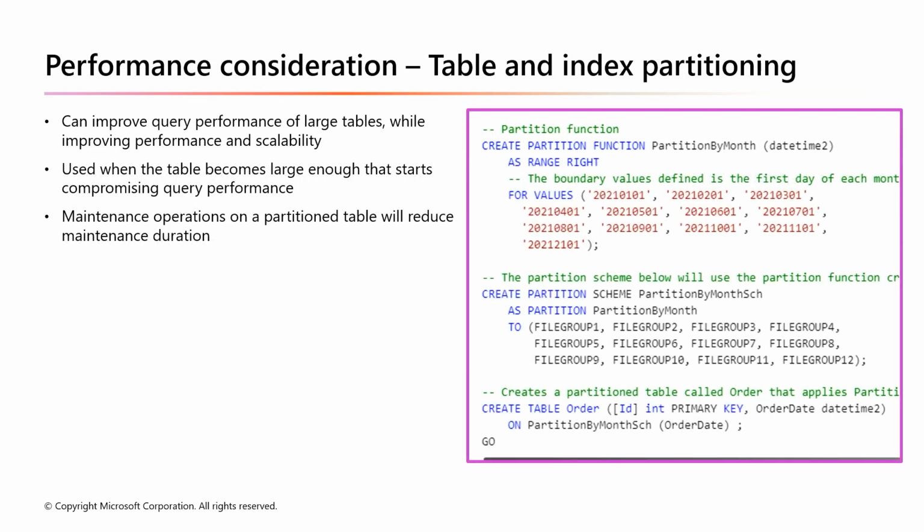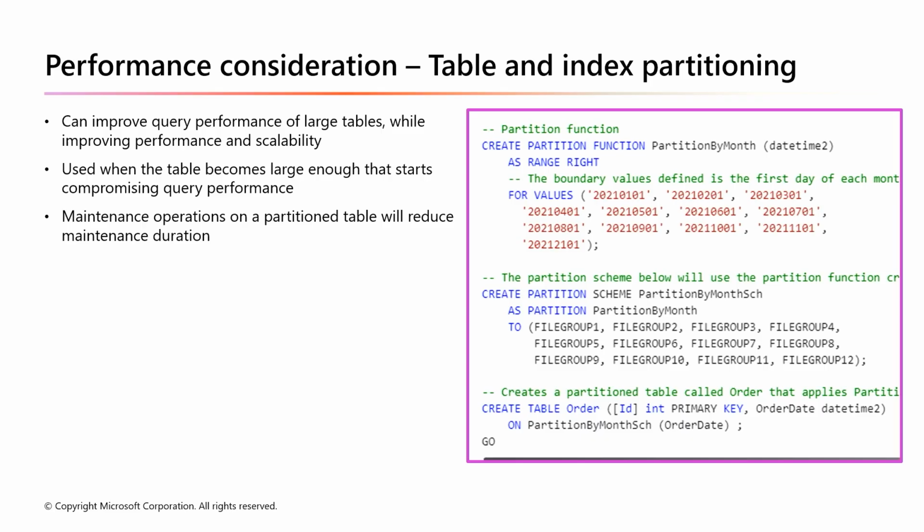Table and index partitioning in SQL Server is a powerful strategy for improving performance and manageability of large data sets. By dividing a table into smaller logical segments called partitions, SQL Server can scan only the relevant partitions during queries, reducing I/O and speeding up execution. This is especially effective for time-based data like logs or transactions, where queries often target specific date ranges. Partitioned indexes align with the table structure, making maintenance and lookups more efficient.